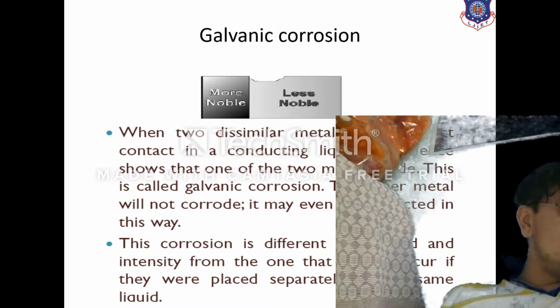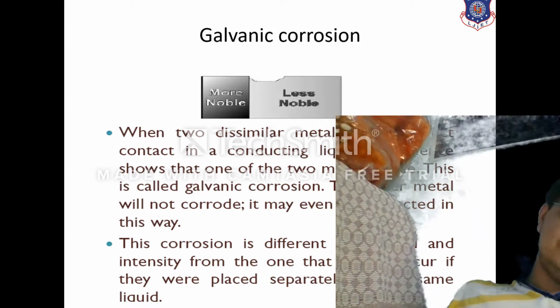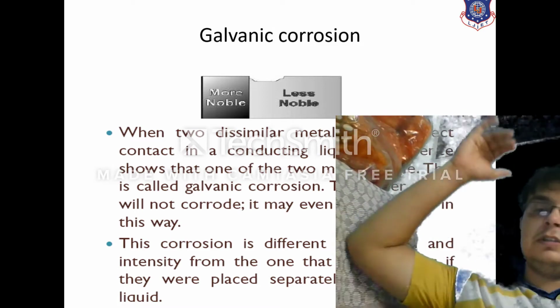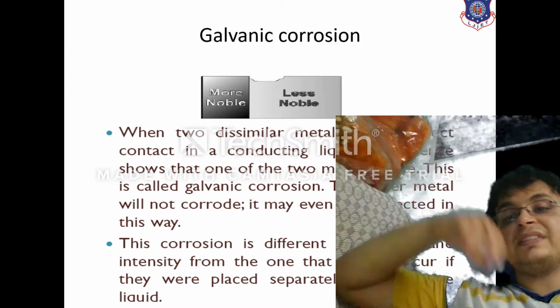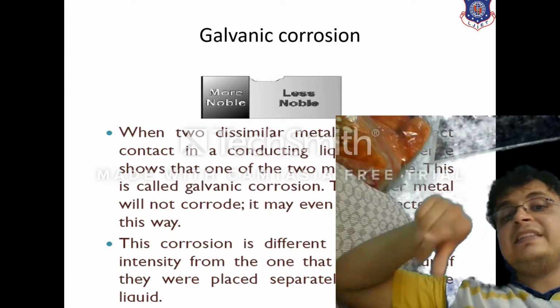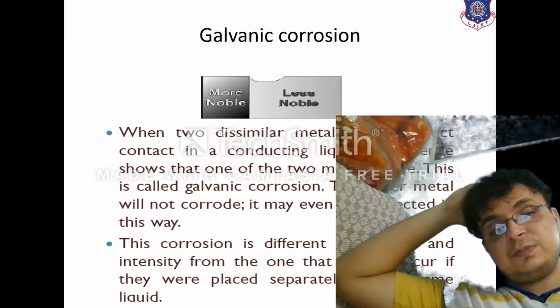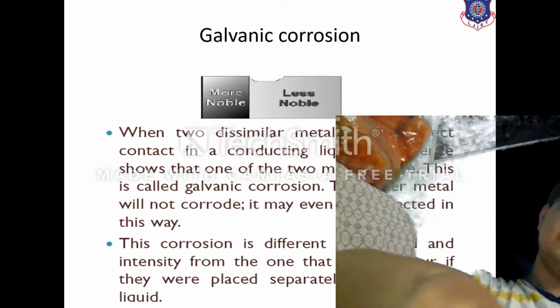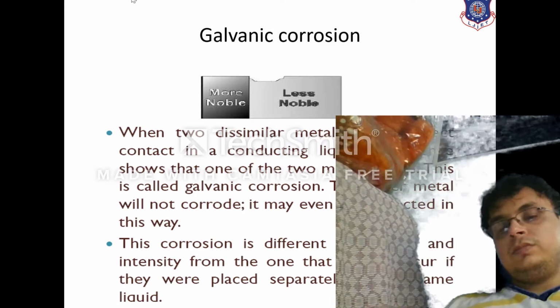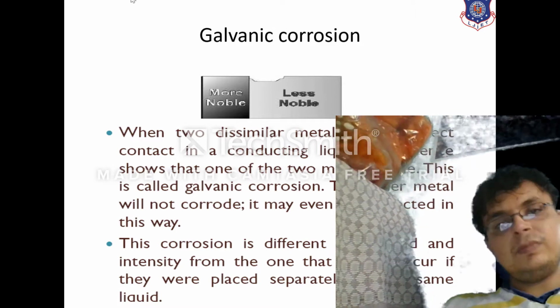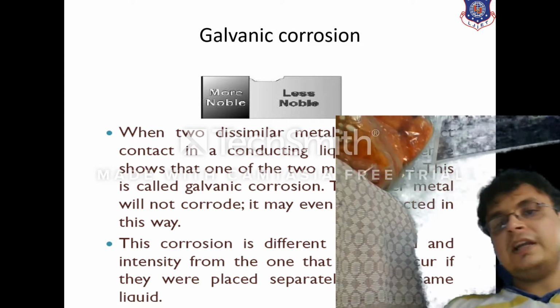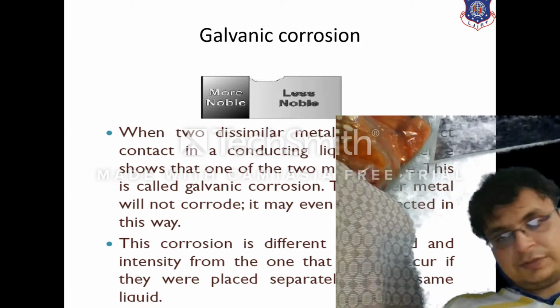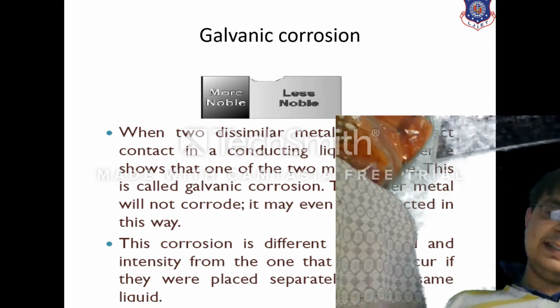Next is galvanic corrosion. Galvanic corrosion mainly takes place because of the dissimilarity of the metals on the surface. When two surfaces that are dissimilar to each other are in direct contact with a conducting liquid, experience shows that one of the two may get corroded. Here there are two metals of different properties, and the less noble metal gets corroded. Such corrosion taking place under these conditions is termed galvanic corrosion.